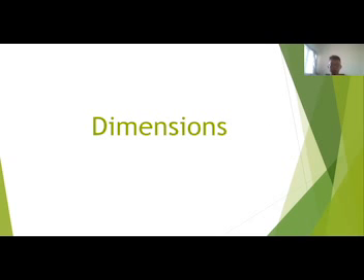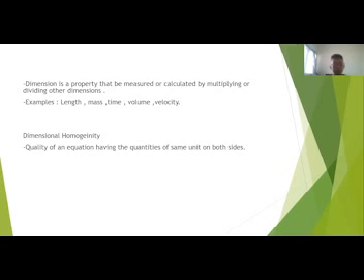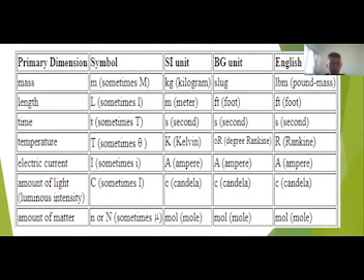So now we approach the dimensions. What is dimension? Dimension is a property that can be measured or calculated by multiplying or dividing other dimensions. The examples are length, mass, time, volume, velocity. For dimensional homogeneity, equations must have a quantity of the same unit on both sides. Dimensional homogeneity I will explain later. As you can see, these are the primary dimensions, which are mass, length, time, temperature, electric current, amount of light, and amount of matter.